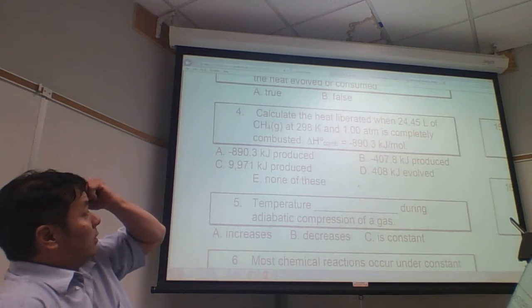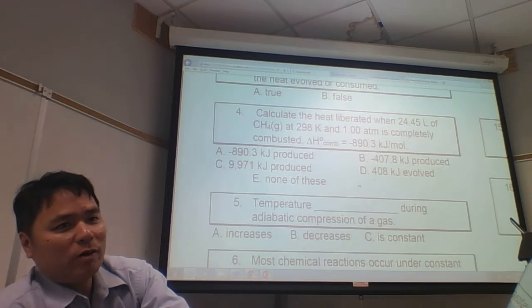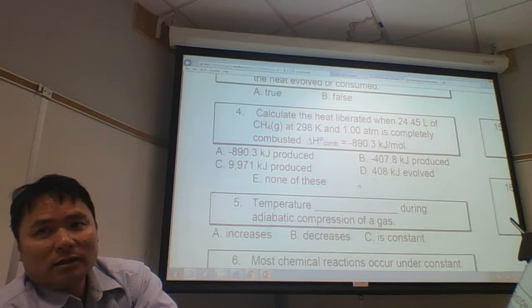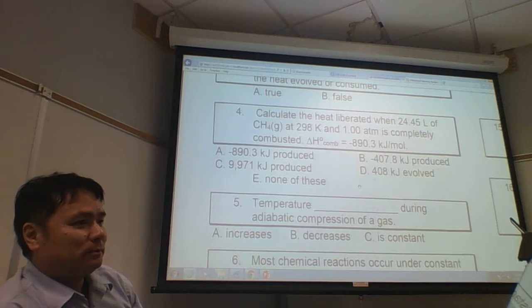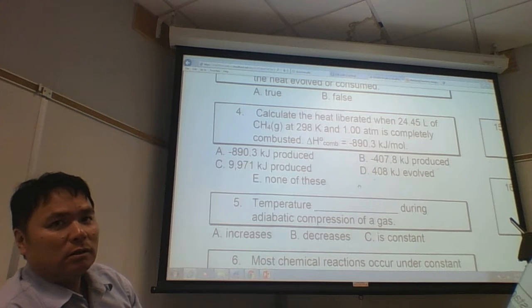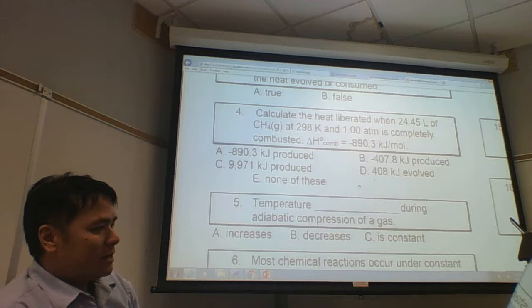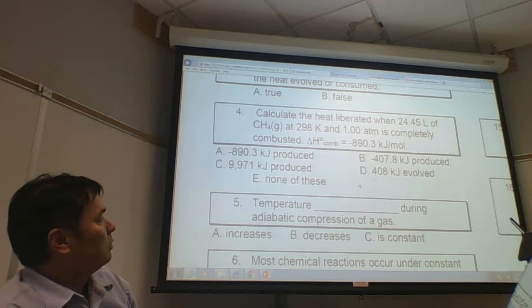All right, calculate the heat liberated when 24.45... That's a special number, 24.45. You have it memorized? What is that? 1 mole of gas at what temperature? Room temperature. And what pressure? Constant, but what specific pressure? A half atmosphere? 1 bar? 1 atmosphere. Yeah.